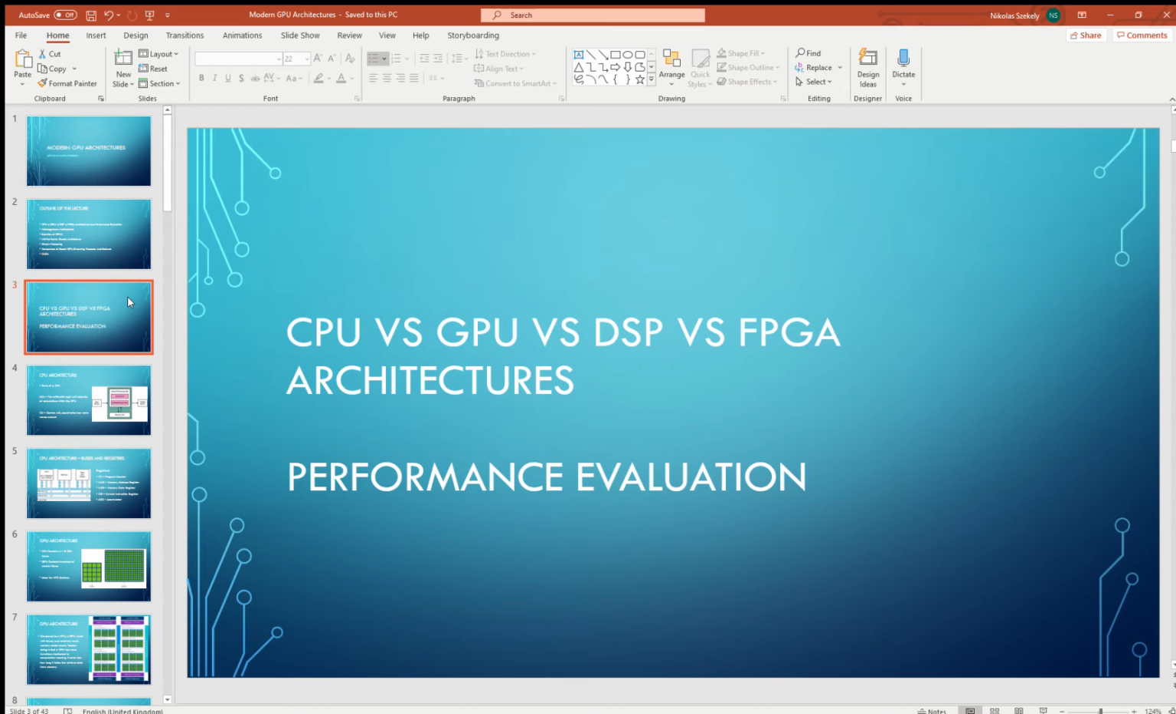Let's get into it. First, I will explain the difference between what a CPU, GPU, DSP, and FPGA architectures are. After that, I will do a little performance evaluation to compare them.